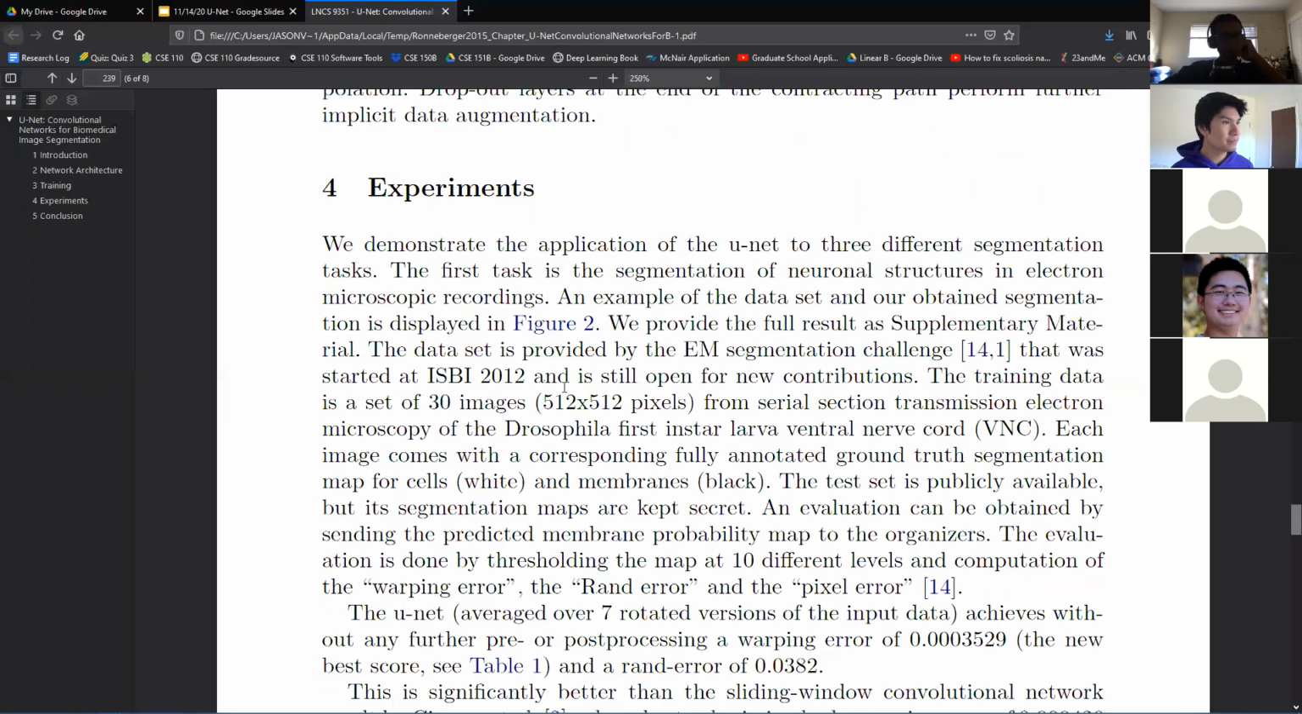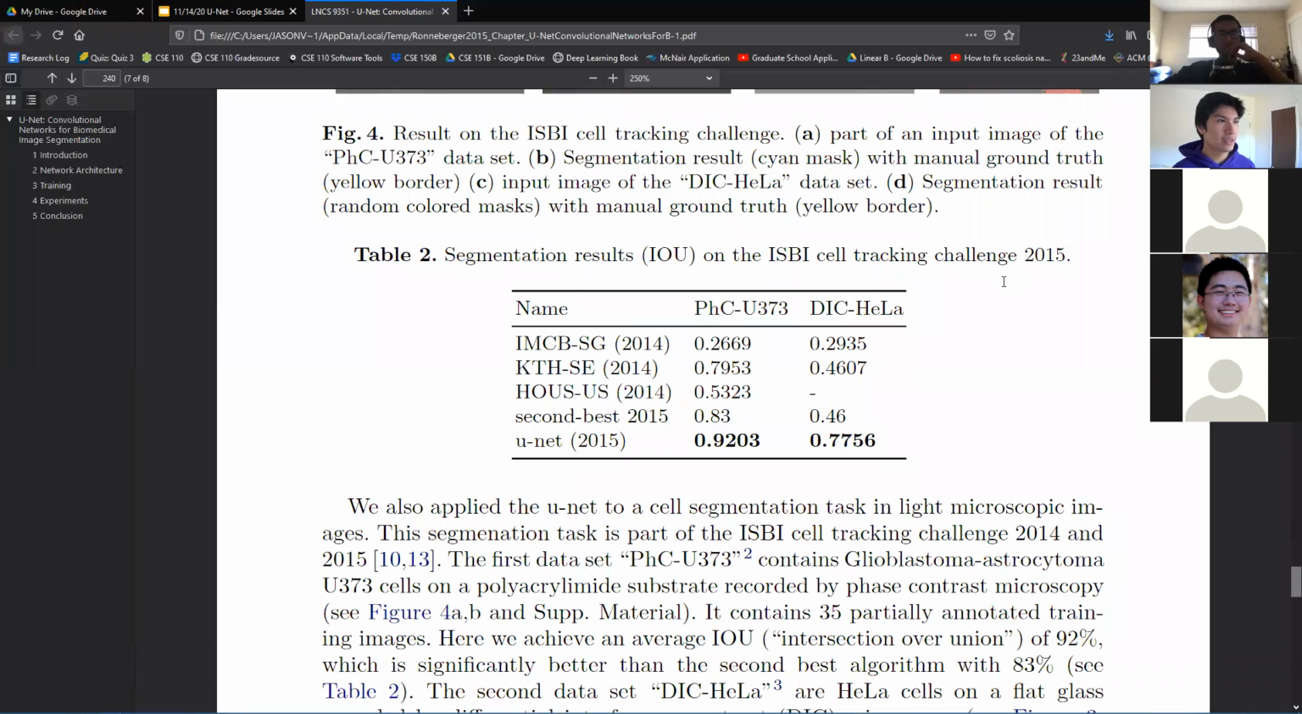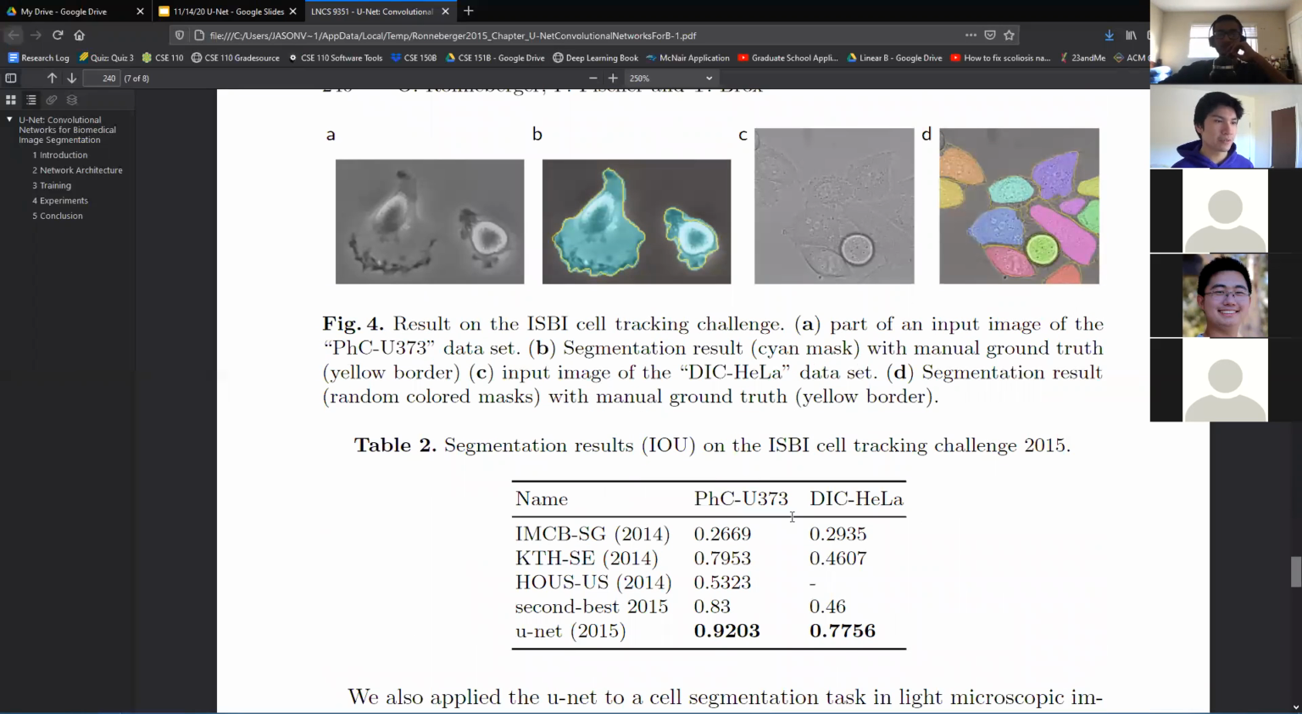But in the second table, right here, this image actually corresponds to this table. This is the ISBI cell tracking challenge, the name of the competition that they participated in. For their metric, they use something abbreviated IOU, which stands for intersection over union. This shows up a lot, at least from what I'm aware, for segmentation type tasks.